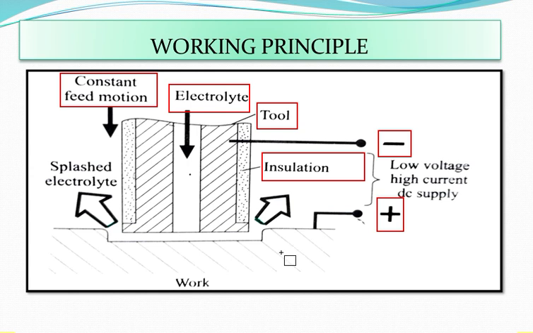The positive terminal is connected to the workpiece, the negative terminal is connected to the tool, and a low voltage, high current DC supply has been provided. And you can see this is the portion where you have the splash of electrolyte, which is getting ejected here. This is the tool, this is the workpiece. Electrolyte is flowing, and the tool is given a constant feed motion.